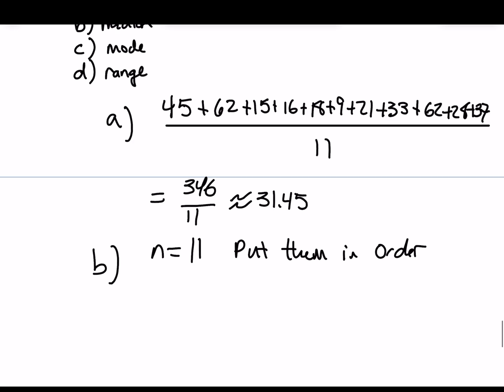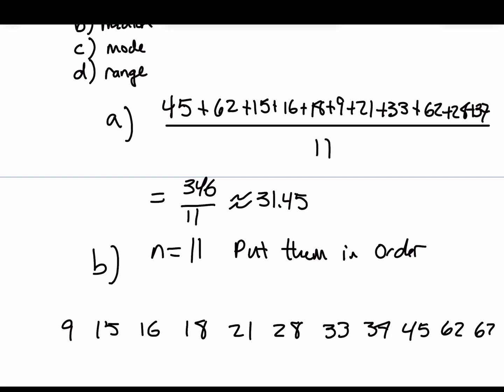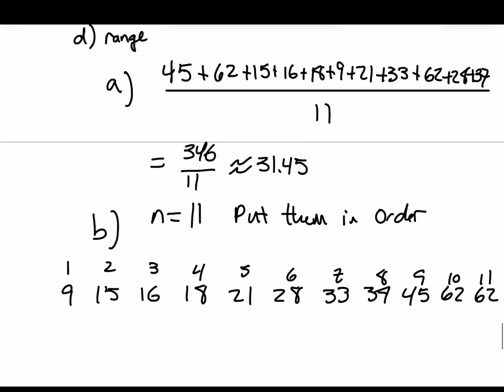So our smallest is 9, then 15, then 16, 18, 21, 28, 33, 37, 45, 62, and 62. And that's the first, second, third, fourth, fifth, sixth, seventh, eighth, ninth, 10th, and 11th observations. Since n is equal to 11, which is odd, we want the (n plus 1) over 2 observation.